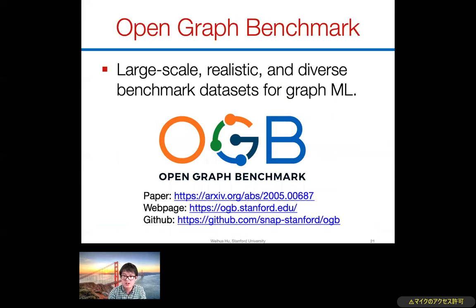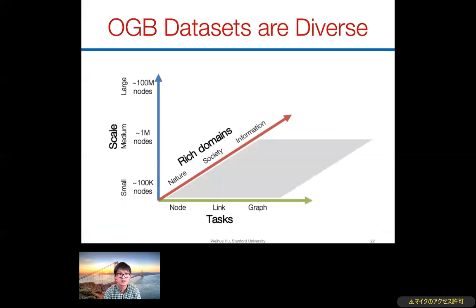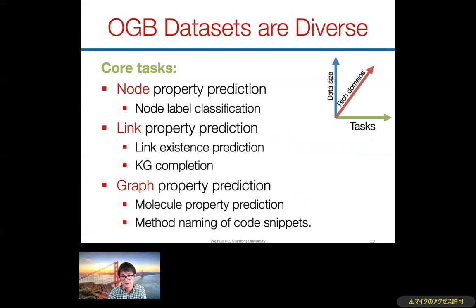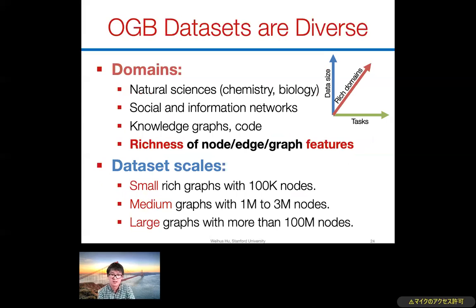To address these challenges, here we present Open Graph Benchmark, OGB in short, which is a collection of large-scale, realistic, and diverse benchmark datasets for machine learning on graphs. OGB datasets are diverse in task categories, domains, and dataset scales. In terms of task categories, we have included 3 fundamental graph machine learning tasks: node classification, link prediction, and graph classification. In terms of domains, we have included graphs from natural science domains such as chemistry and biology, as well as social and information networks and knowledge graphs. In terms of dataset scale, we have small-scale graphs with around 100,000 nodes to medium-scale graphs with a few million nodes, up to large-scale graphs with more than 100 million nodes. The small-scale graphs can be used to test sophisticated yet computationally intensive models, while the large-scale graphs can be used to test scalable models.